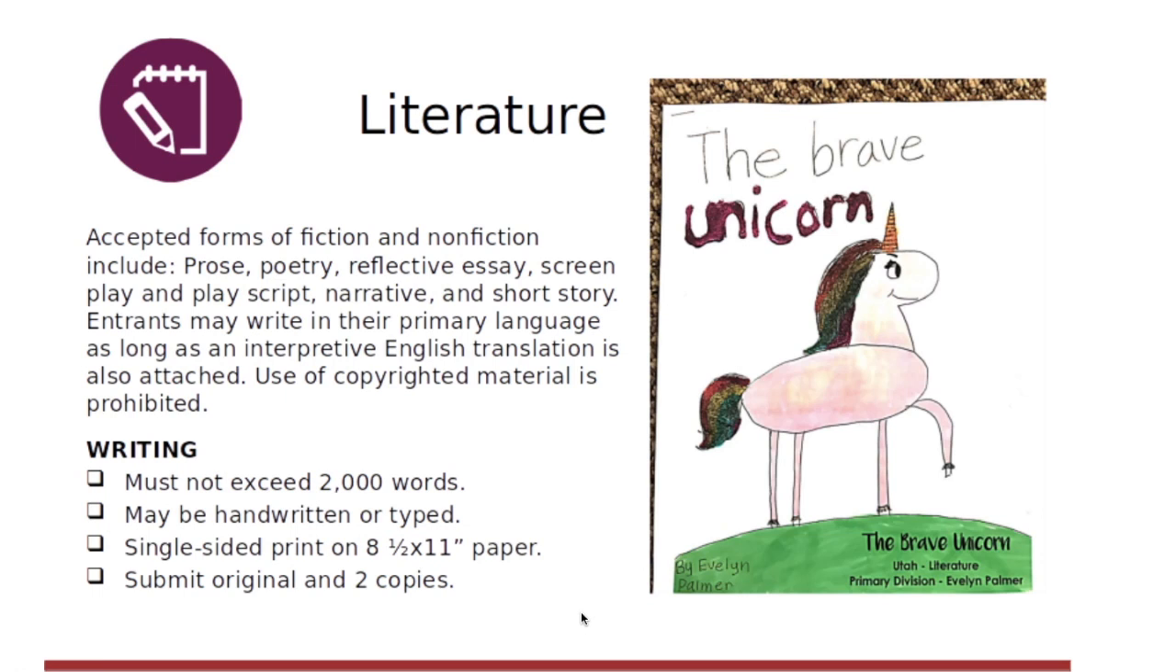Literature. Accepted forms of fiction and nonfiction include prose, poetry, reflective essay, screenplay, play script, narrative, and short story. The entrant may write in their primary language as long as an interpretive English translation is also attached. Use of copyrighted material is prohibited. The writing must not exceed 2,000 words. It may be handwritten or typed. It must be turned in on a single-sided piece of white 8.5 by 11-inch paper, and they need to include the original and 2 copies. It's all right if there's artwork included, but it will not be judged.